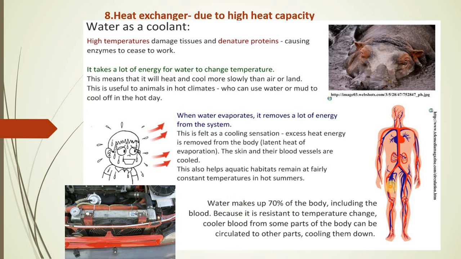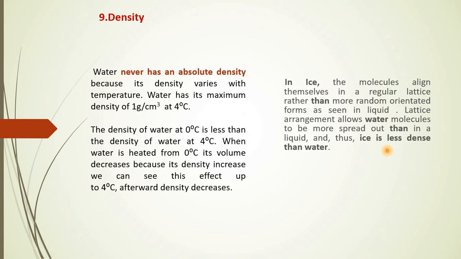The body of any organism consists of 70% water, which includes blood, and because it has the ability to resist the change in temperature, the cooler blood from one part of the body can be seen circulating to another part, and this way the temperature within the body is maintained, and it helps in thermoregulation of the body, right?